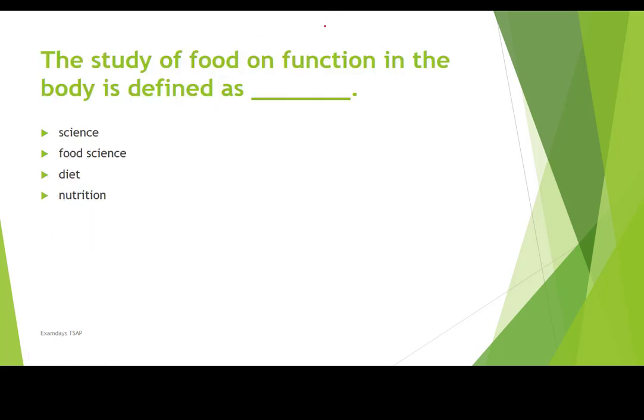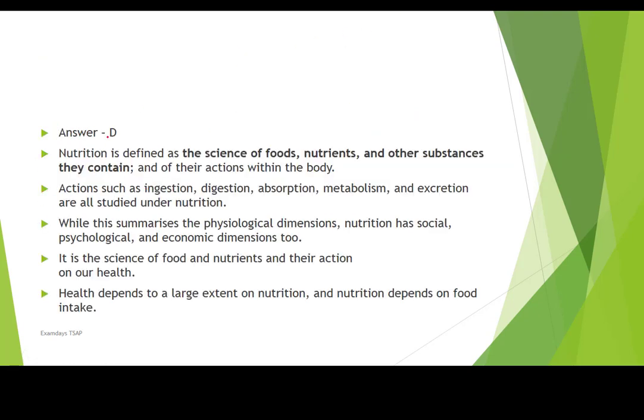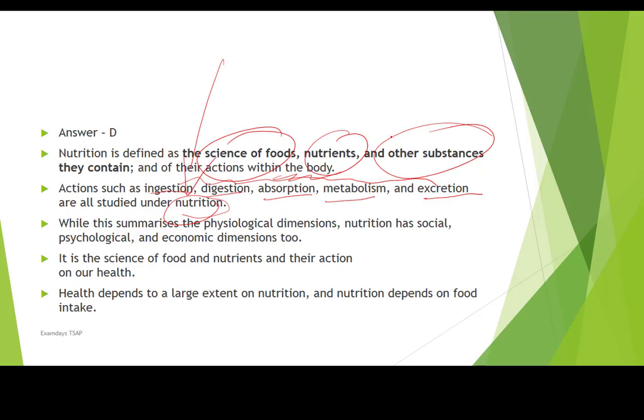Moving on to the next question. The study of food and its function in the body is defined as: A. Science, B. Food science, C. Diet, D. Nutrition. The study of food and the function of the body is defined as nutrition. So nutrition is the science of foods, nutrients and other substances they contain within the body. Actions such as ingestion, digestion, absorption, metabolism and excretion are all part of the study of nutrition. So you have to remember these terms which come under nutrition.